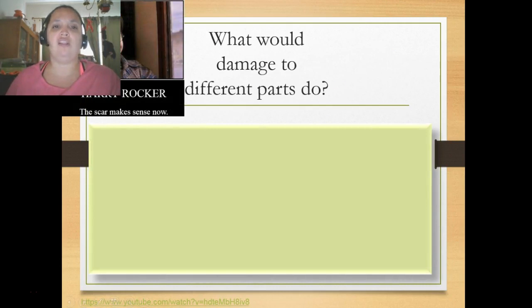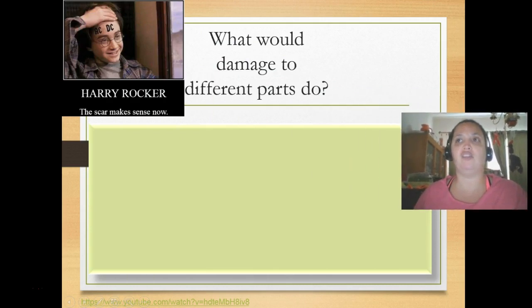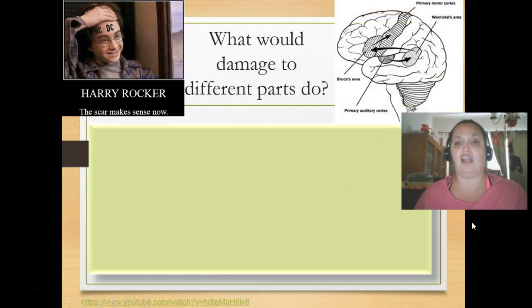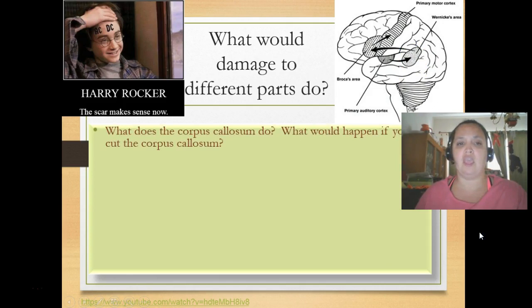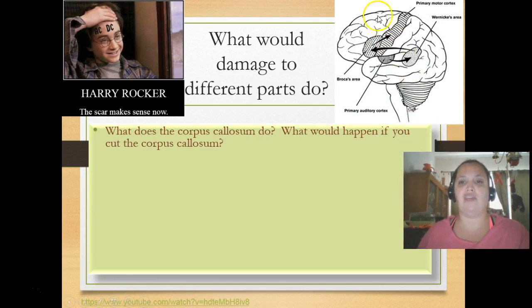So imagine that a person's brain was damaged. So the question is, what does damage to some of these different parts do? And I've got lots of parts listed here, including these guys, Broca's area and Wernicke's area. And so the first question might be, what does the corpus callosum do? Remember that thread that runs between the left and the right hemispheres? It's here. It's just poorly, kind of drawn strangely.